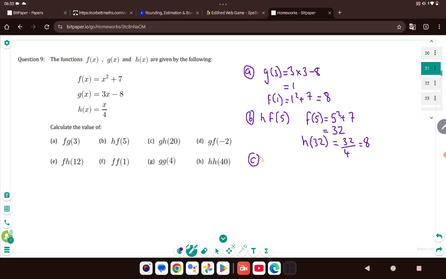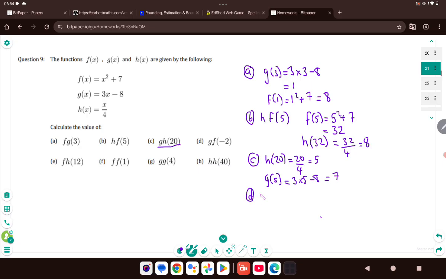Part C. gh of 20. Let's work out h of 20 first. 20 over 4 is 5. So we now need to work out the g of 5. 3 times 5, take away 8, is 7.